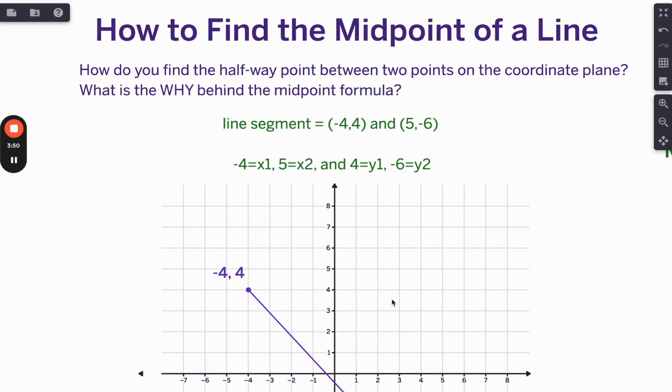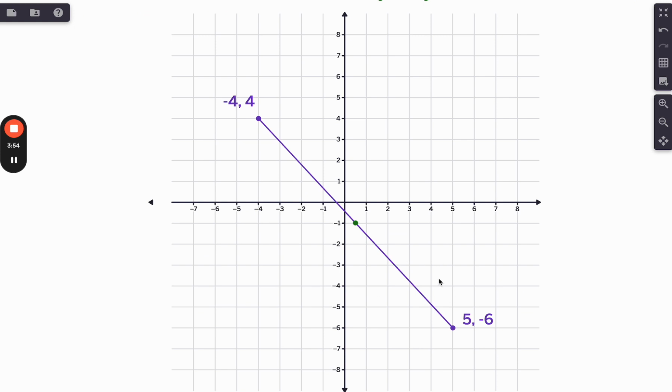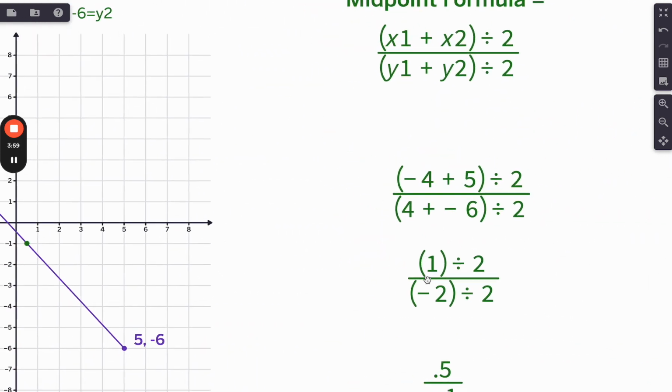But hopefully that helps in explaining how we would find the midpoint, the middle of a line on a coordinate plane. So thank you so much.